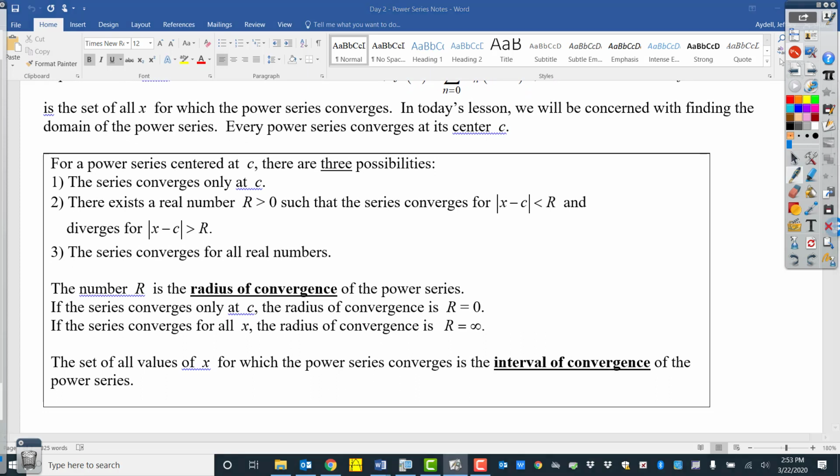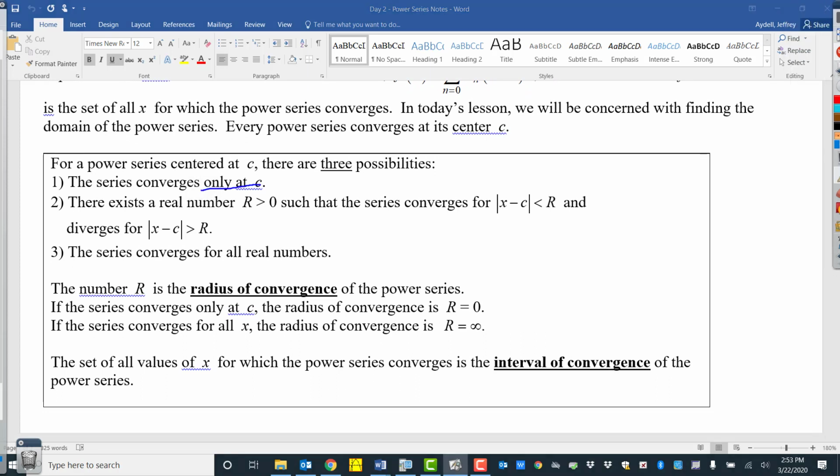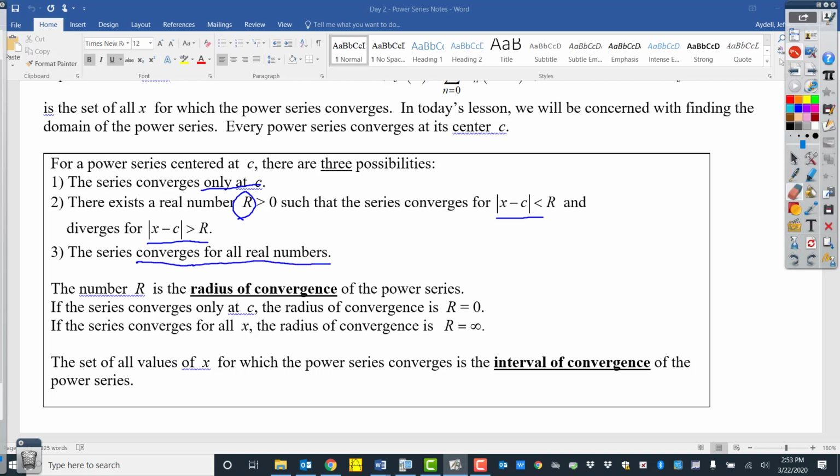Does it converge only at c? Does there exist some real number R such that the series converges anytime x is within R of the center and diverges if it's greater than R? Or does it converge for all real numbers? We're going to be looking at all of these today to determine what actually happens with these series.